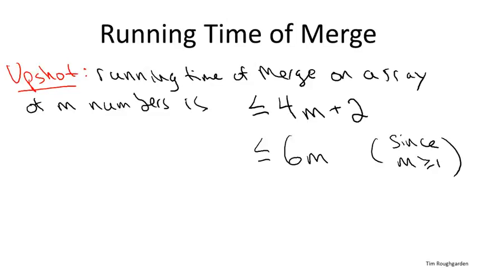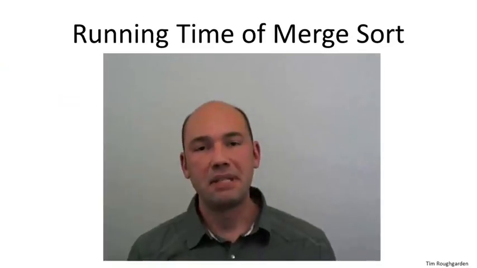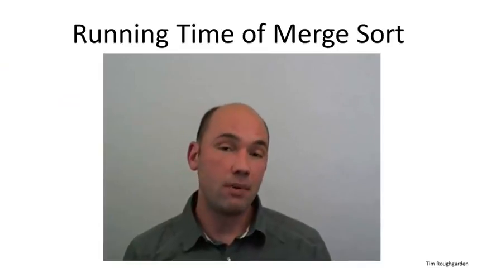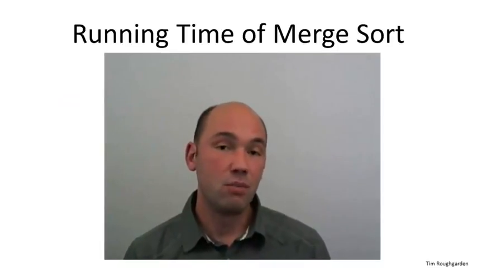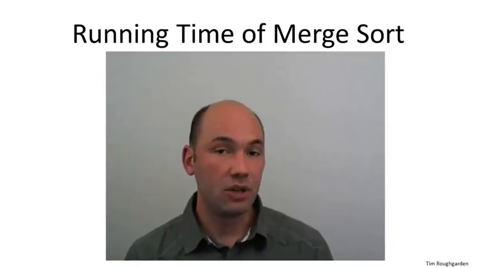Okay? You have to admit, it's true, 6m is always at least 4m plus 2. It's very sloppy. These numbers are not anything close to each other for m large, but let's just go ahead and be sloppy in the interests of future simplicity. Okay? Now, I don't expect anyone to be impressed with this rather crude upper bound on the number of lines of code that the merge subroutine needs to execute.